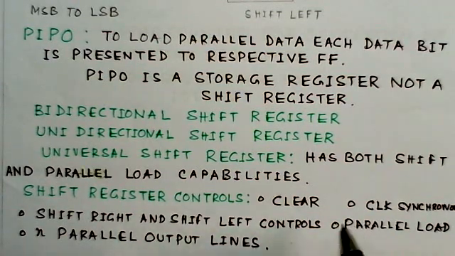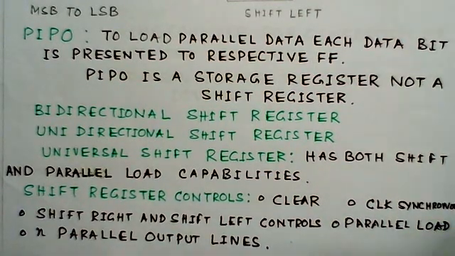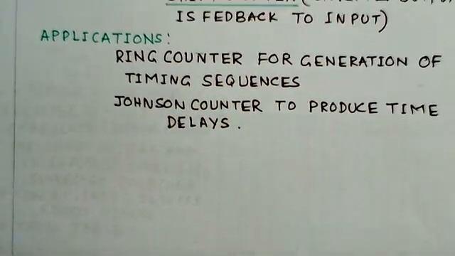Shift register controls, what are the different controls of a shift register? Like say a clear control which clears all the data, clock synchronous, that means clock is applied to all the flip-flops at the same time. There's a shift right and shift left control, whether you want the data to shift right or to the left. And then parallel load control is there, and n parallel output lines. If it's an n bit register, the parallel output lines are n.